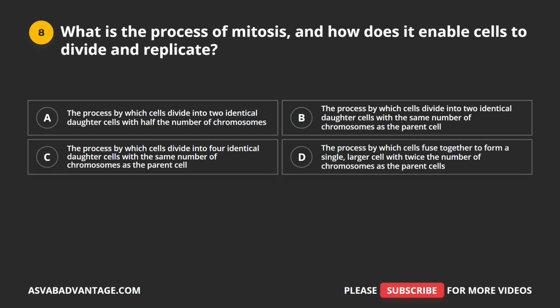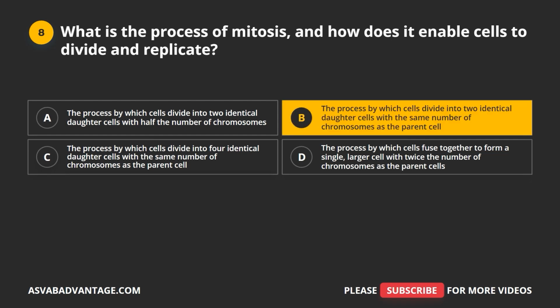The correct answer is B. The process by which cells divide into 2 identical daughter cells with the same number of chromosomes as the parent cell.